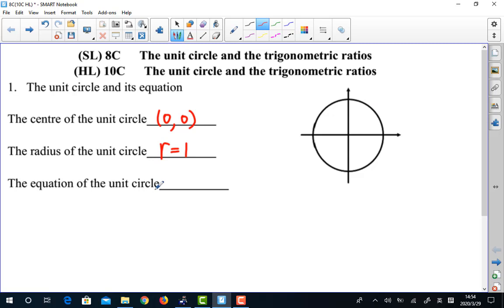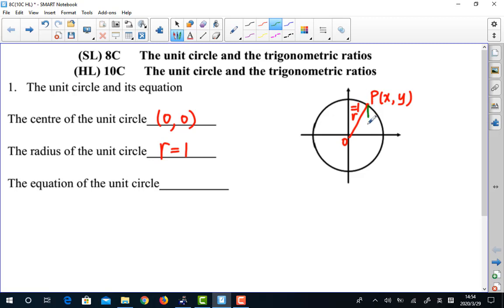What is the equation of this unit circle? Let's derive the equation of this unit circle. We can pick any point on the unit circle. The distance from any point to the center equals the radius r. In this unit circle, the radius is 1.